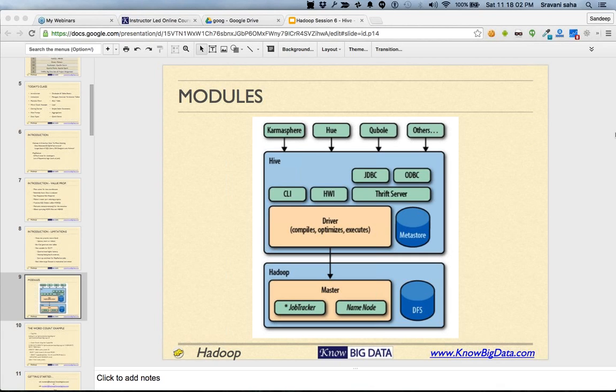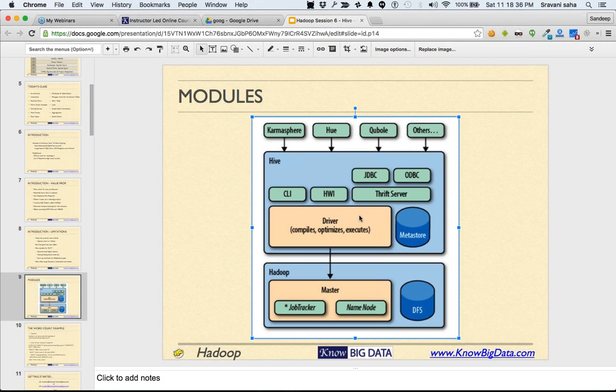And this is the general architecture of Hive. Although this architecture is a little older, don't worry, it's the same thing. This box from here to there is Hive. Hive has a basic component called the driver. The driver is the one that takes the SQL, compiles it, optimizes it, and then runs the MapReduce on Hadoop.